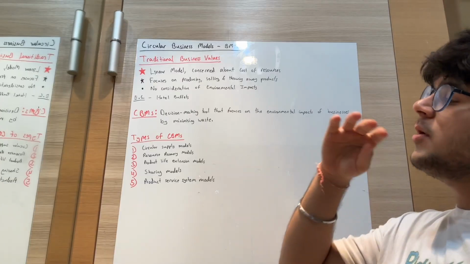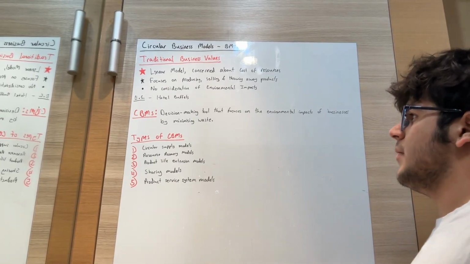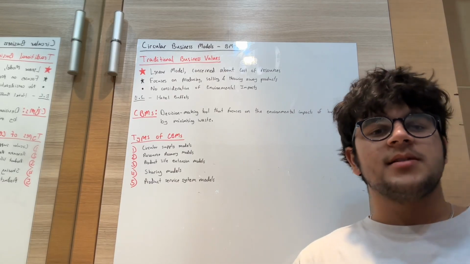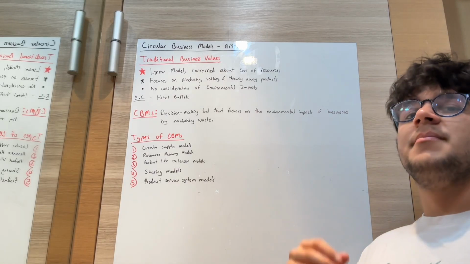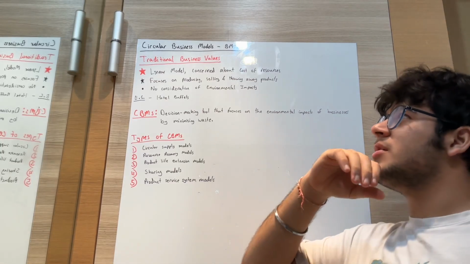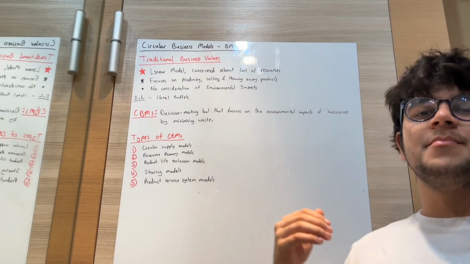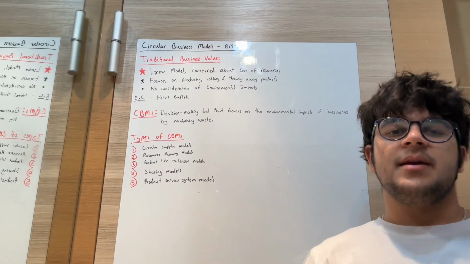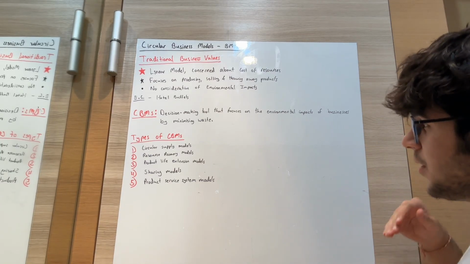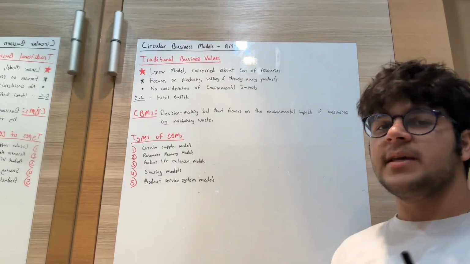So, by looking at that, a circular business model is just a decision-making tool that focuses on the environmental impacts of a business by minimizing its waste. According to circular business models, that is the best way to reduce your environmental impacts. So, what are the types of CBMs that we're going to be looking at?